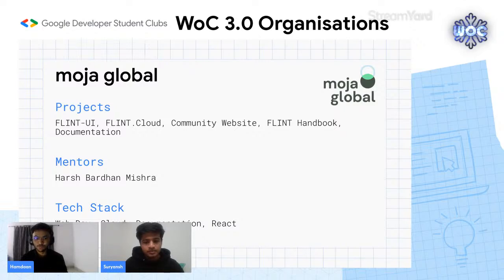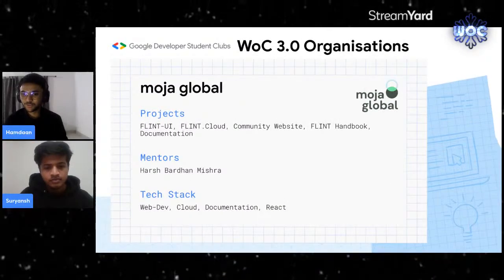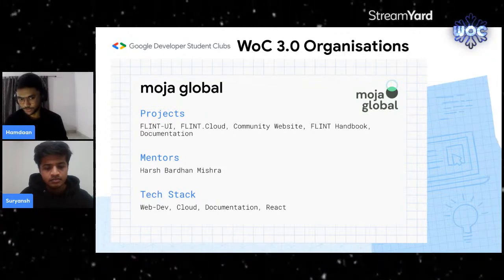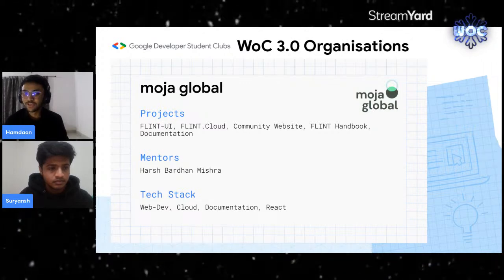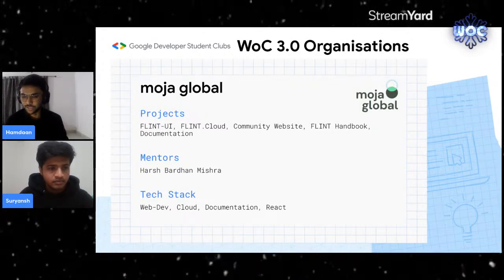Now, Moja Global is a non-profit collaborative project that brings together a community of experts to develop open source solutions. They allow users to more accurately and affordably estimate greenhouse gas emissions and removal from the AFOLU sector.